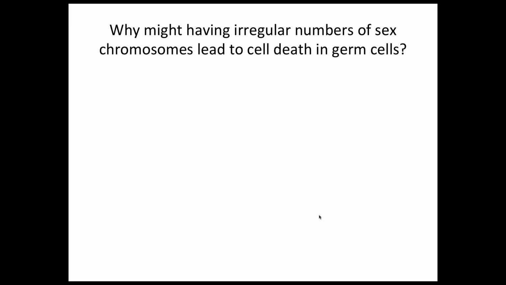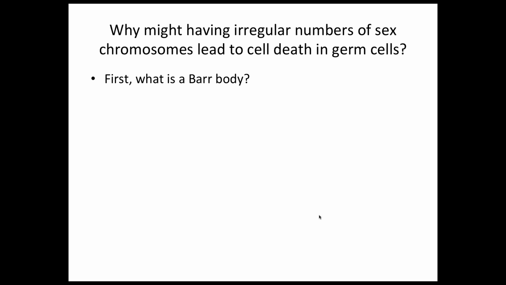So this is exactly what Lindsay asked, right? Why might having an irregular number of sex chromosomes lead to cell death in germ cells? Because the same thing happens in Klinefelter, right? They also get the equivalent of streak gonads. They have tiny testes, and they get hyalinization of the seminiferous tubules, and they just don't develop properly. So what about having an abnormal number of sex chromosomes might lead to cell death in the germ cells?